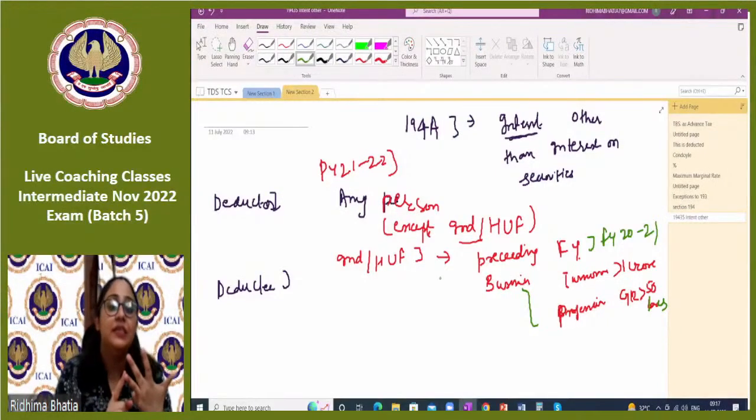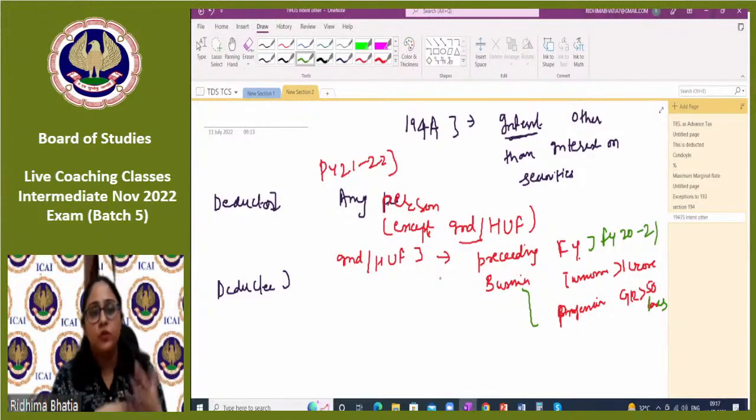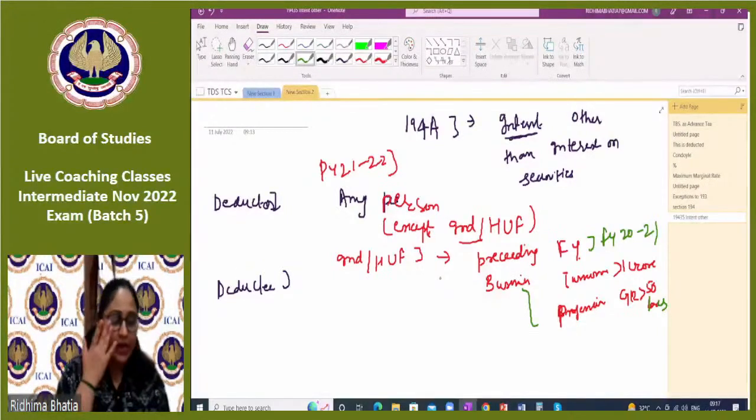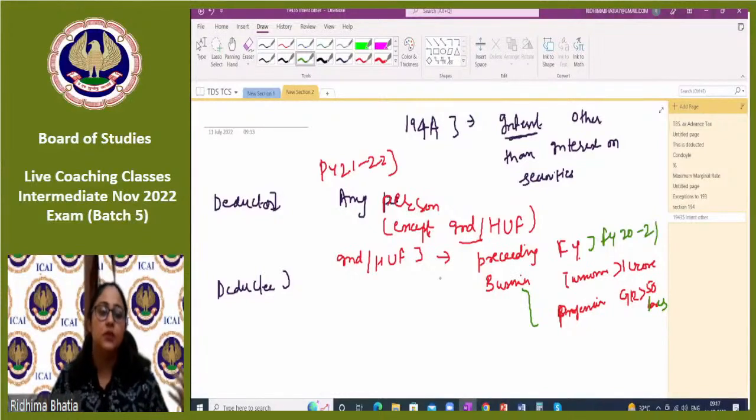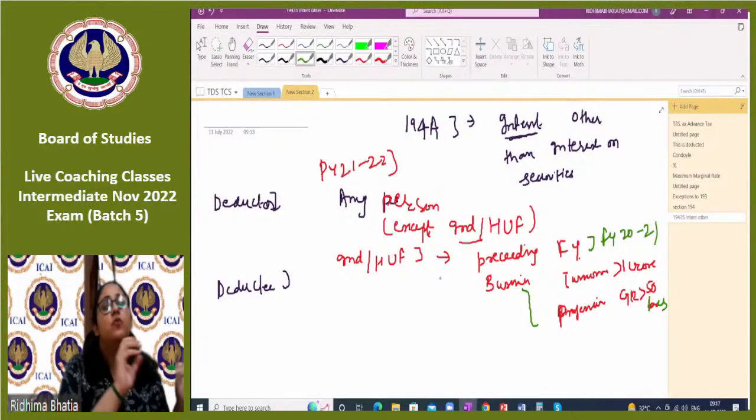You have to file the TDS return. You have to issue the TDS certificate. And in doing all those things, you will hire a CA or a tax consultant who will help you do all this, and you will pay an amount to them.